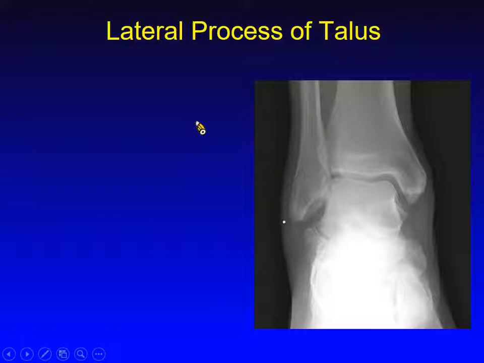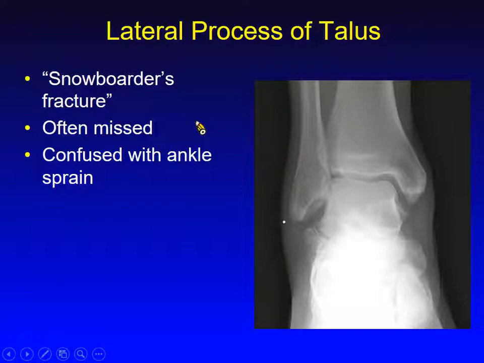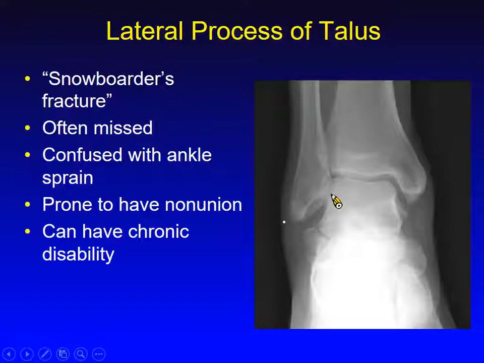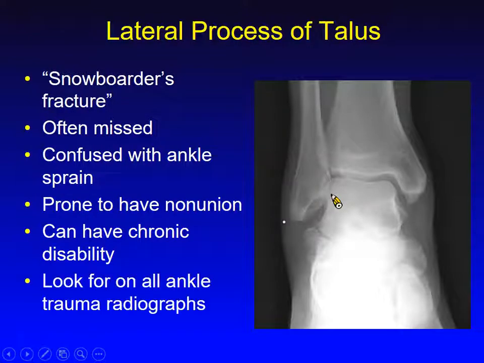A couple more cases here. Lateral process of the talus. This is something that a lot of us don't think about. It's also called a snowboarder's fracture. It's very often missed because typically we're not looking at that lateral area of the talus. We're not looking for talus fractures. A lot of times we're just looking for the medial malleolus and the distal fibula, but this can be confused with patients with sprained ankles, and they can be prone to having non-union, which can have chronic disability. So look for this on all ankle radiographs.